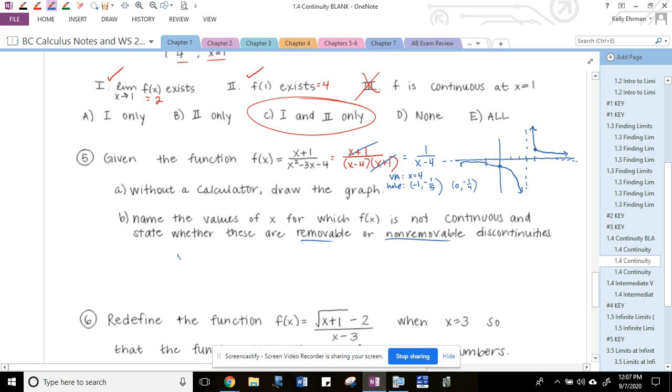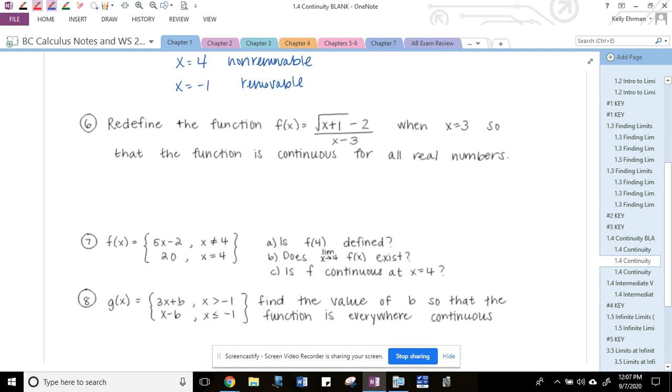So at x equals 4, there's a non-removable discontinuity because you have a vertical asymptote, and at x equals -1, there's a removable discontinuity, and that is because that's a hole.